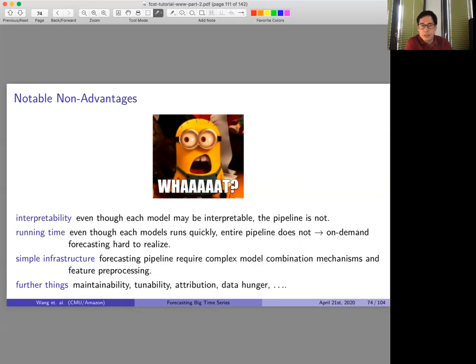If we think again about this cold start use case of promotional lift, we have to learn across different time series still. This means that it may still take a lot of time to run, and on-demand forecasting may actually be harder to realize than one would think at the beginning. The infrastructure that we have with these simple models may be quite complex because we have to combine models in very sophisticated ways, and we have to stage them appropriately. So this can be quite a system challenge to build.